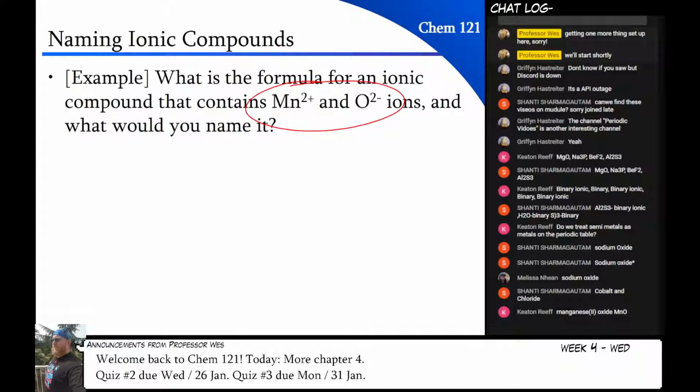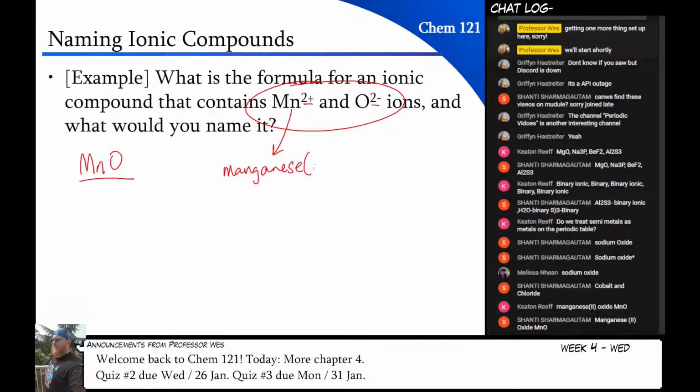All right, let's go over the answer here. So the formula should be pretty straightforward, because there's +2 and -2. So you just write MnO, PQRSTUV WXYZ. No, I'm just kidding. Just MnO is fine. And then we just got to name what these are. So this is manganese2. And this is oxide.